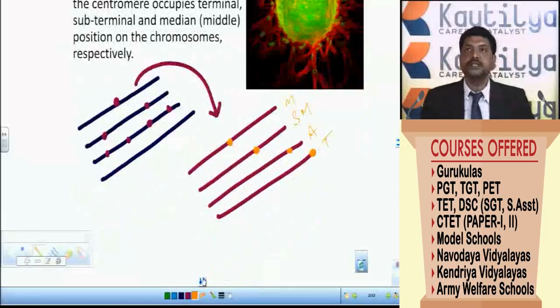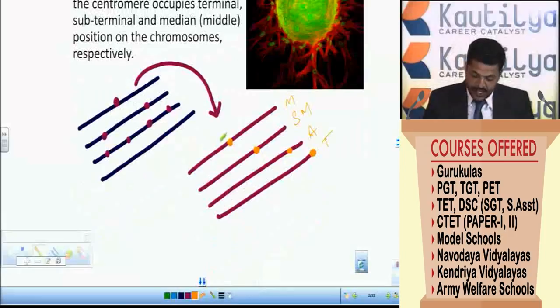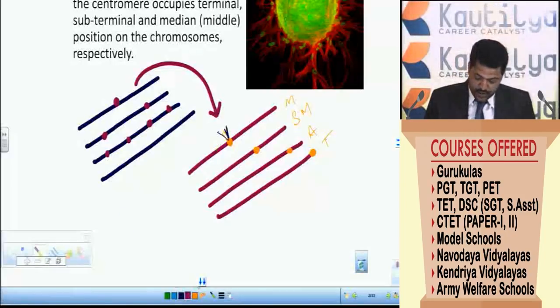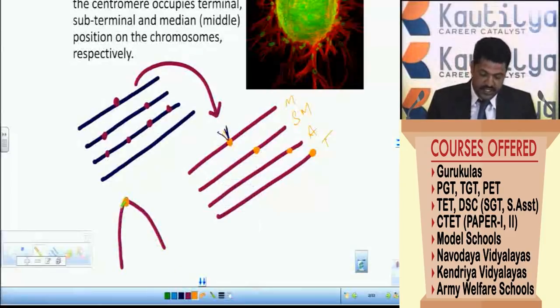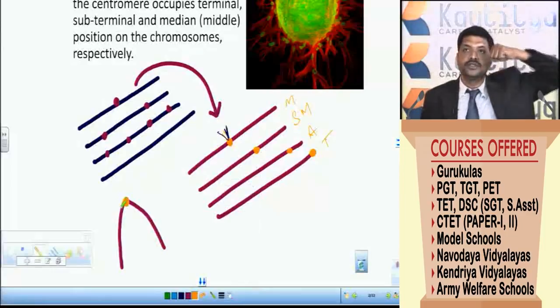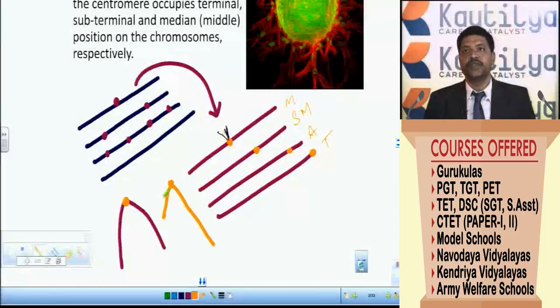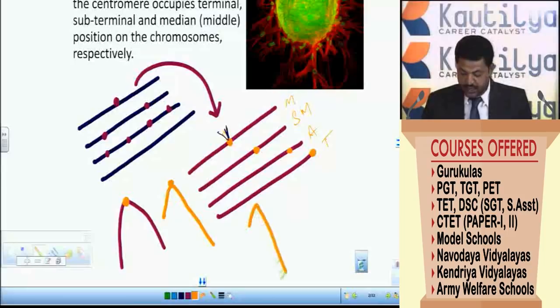Dear friends, see what happens in mitosis, particularly at the anaphase stage. The spindle fibers attach on the centromere and pull the chromosomes towards the poles, and the chromosomes get different shapes. If the centromere is in the middle, they get a V shape. If it is near the central portion, it is submetacentric and gets an L shape. Acrocentric chromosomes get a J shape, while telocentric chromosomes get an I shape.